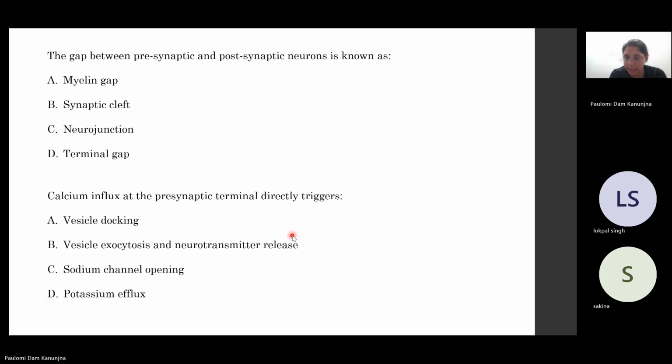Okay. Anyone else? Right. B and B. That's fantastic. Great job. So the gap between the two junctions is called the synaptic cleft. And here you have vesicle exocytosis. So the vesicle fuses and the neurotransmitter is released.